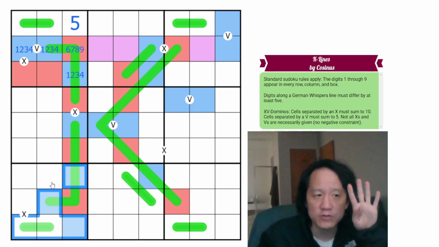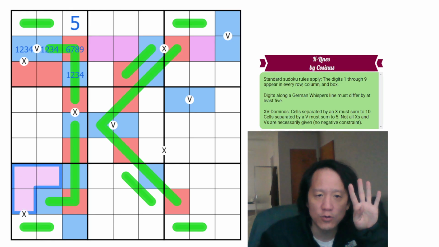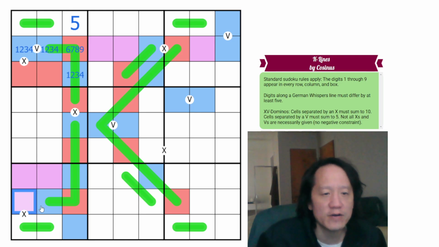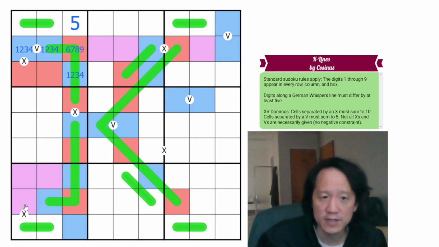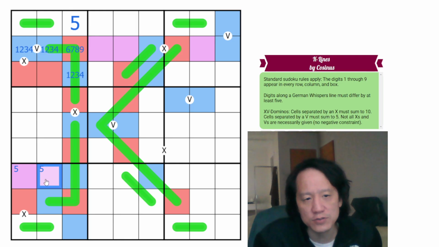Cannot contain low digits. So therefore, these 3 must be high or 5. So anytime you have 2 digits adding up to 10, which are unique from each other, it can never be 5, right? Because 5 has to add up with 5 to add up to 10. So this cannot be 5, therefore we know it's specifically high. We know 5 has to be one of these 2 cells.